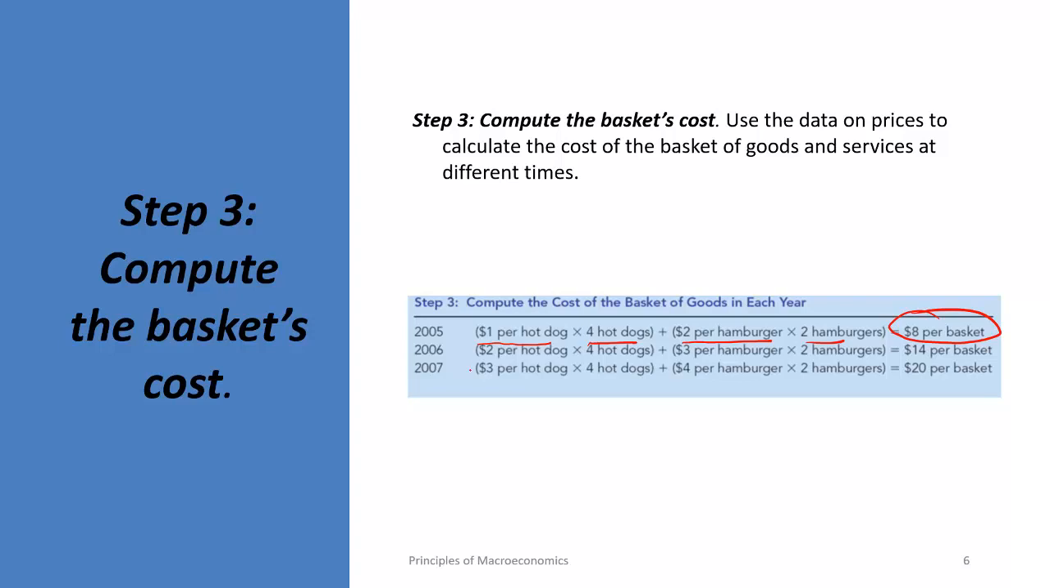Same thing you do in 2006 using 2006 prices, which we calculated in step 2. So an average basket costs $14 in 2006, and same thing you do for 2007. An average basket costs $20 in 2007.